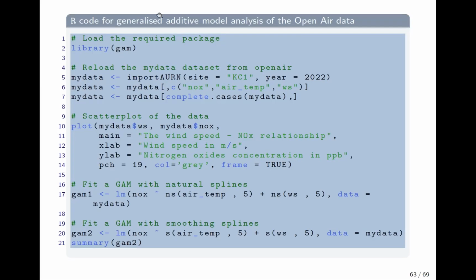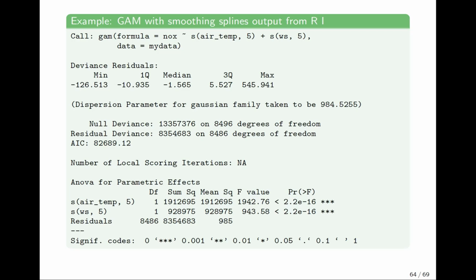So we load the GAM library. It's a library in R called gam. Reload the data, clean the data up. That's just the code for our scatter plot that we saw here. Fit a GAM with natural splines, that's the ns command. And we're going to fit a GAM with smoothing splines using the command s. And this gives us a summary of the results.